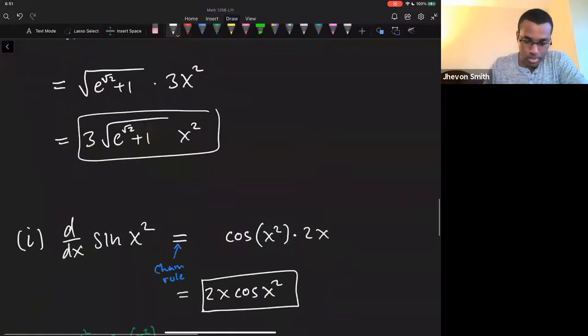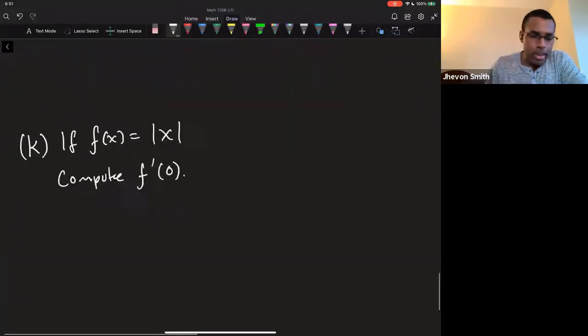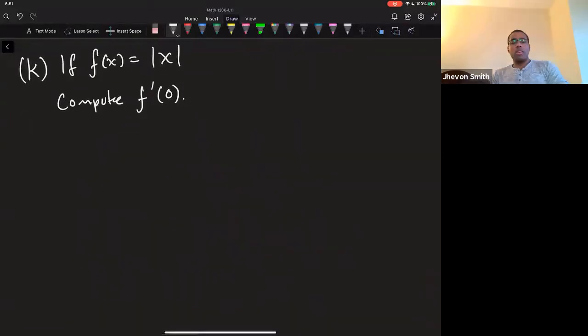So, all right. Moving on to this one, which is a very interesting problem. I even stated it differently than I stated all of these. If f of x is the absolute value of x, compute f prime of 0. Now, there are a couple ways to actually go about this. First, I'm going to do it by the definition because I wanted to, again, another throwback, just point out another limit that we've done before.